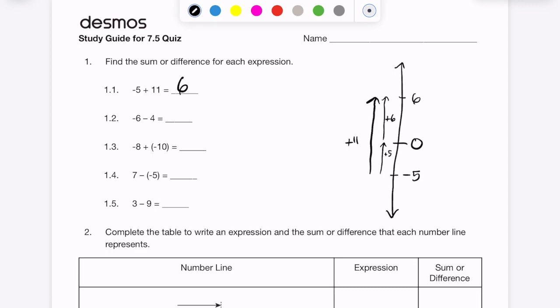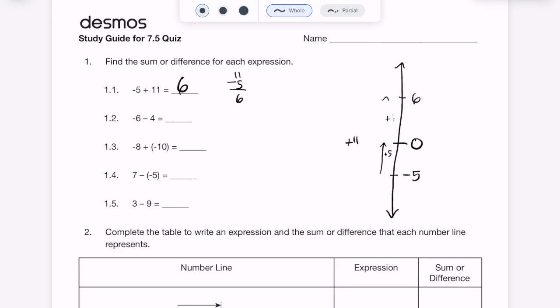Another way of doing this is if we're adding one positive and one negative number, then you can subtract the absolute values of the two numbers. 11 minus 5 is 6. And then you keep the sign of the number with the greater absolute value. So 11 is bigger than 5. 11 is positive, so our answer is positive 6. But the visual kind of explains where that's coming from. Cool. All right, next one.